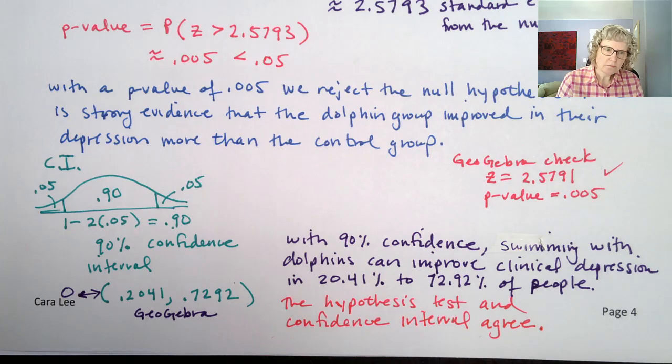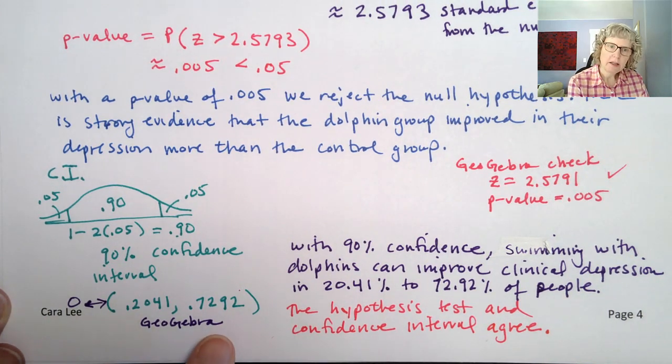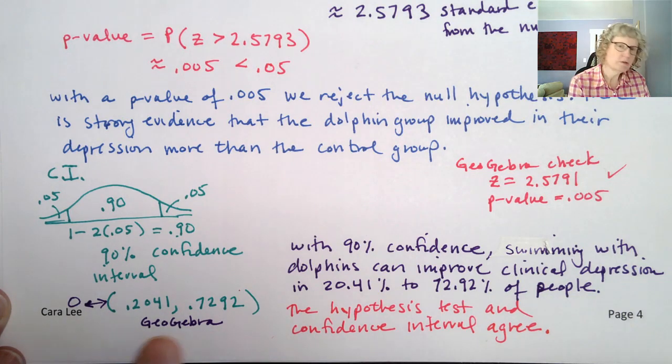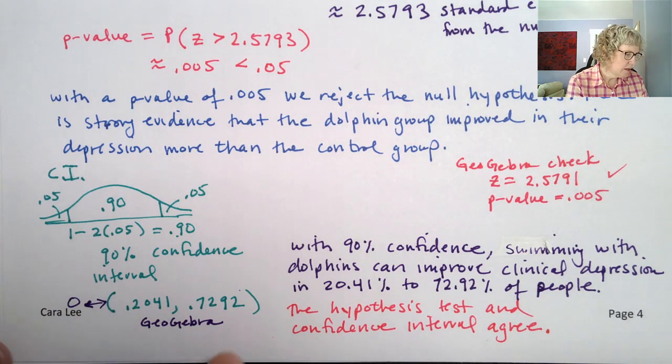And we did have that full positive to positive interval, just reviewing that a little bit, which means the first group was higher, right? So the improvers in the dolphin group were higher than the control group. Okay, great. I hope that helps.